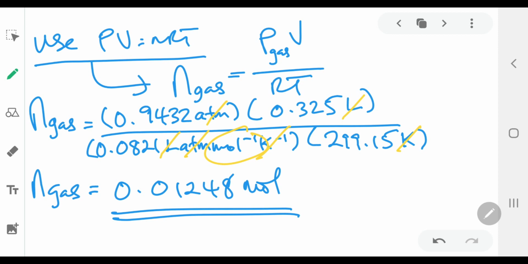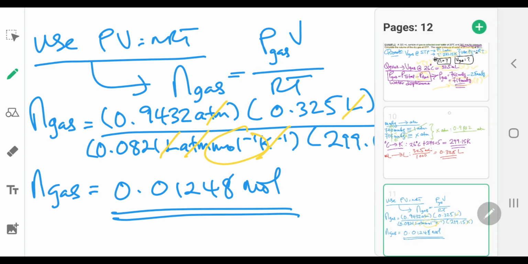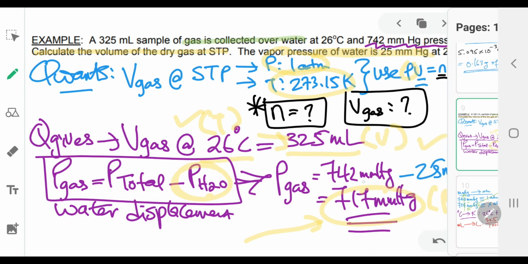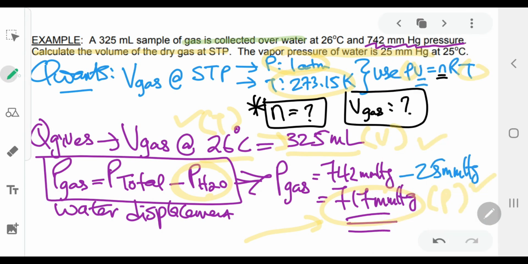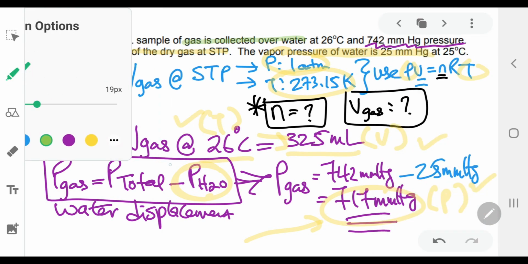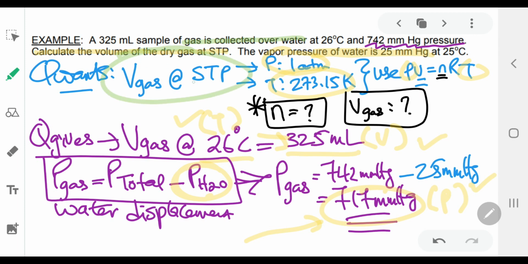Now, what we need to do is find out what is the volume at STP. That is our mission just now. We want to find out the volume of gas at standard temperature and pressure. We have the information: we have the pressure, we have the temperature, and now we have the number of mole.